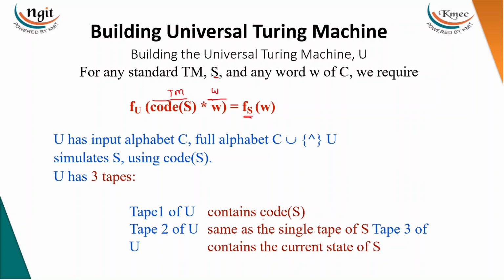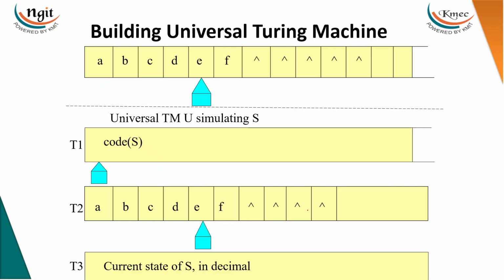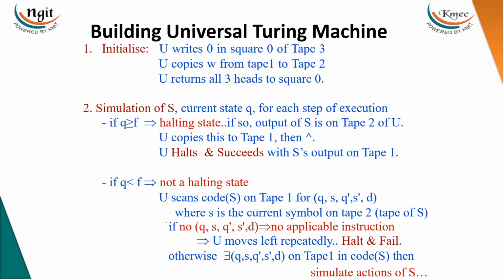Okay. So as I told you, it has three steps. Step 1 contains the code of your standard Turing machine, step 2 of U contains the input string, and step 3 of U contains the current state of the standard Turing machine, right? So like this: input tape, the codes, and the standard Turing machine code, like the description, the input tape. Based on the state, the head will move here based on the description and the input symbols.